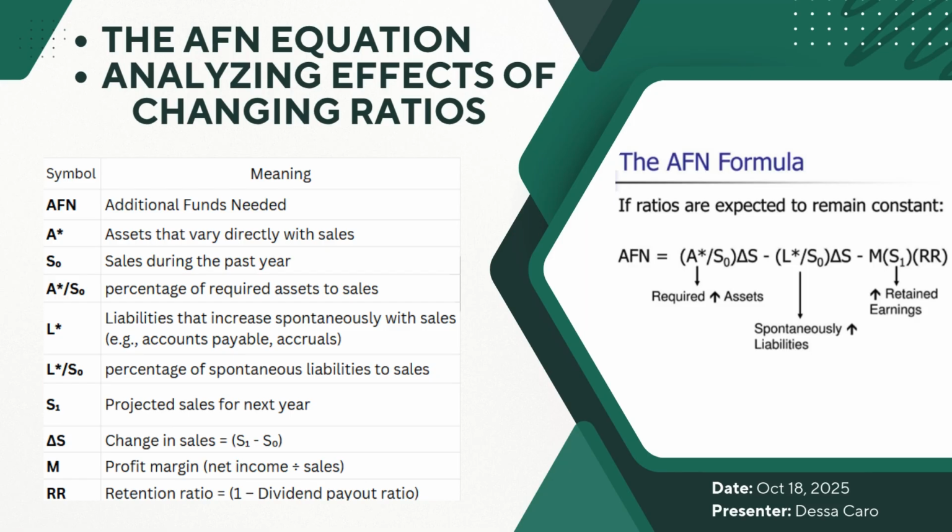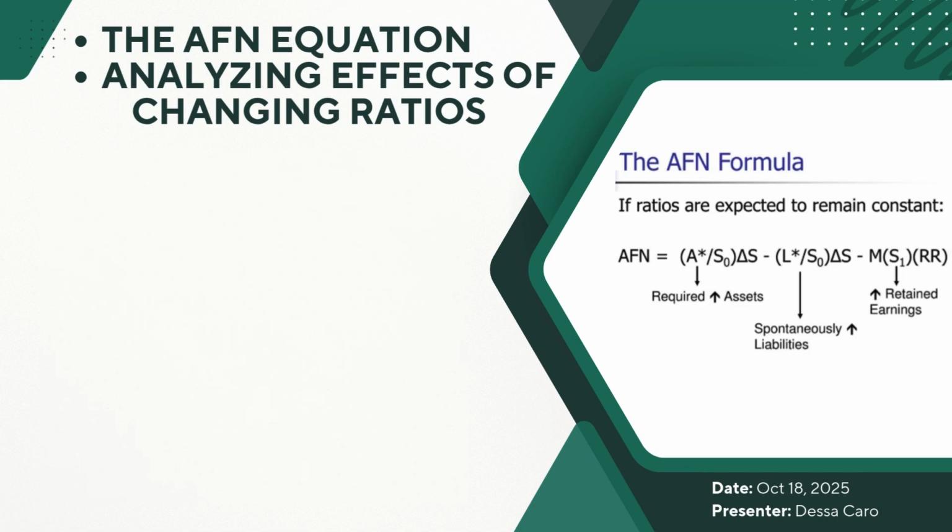In summary, think of AFN as your budget gap when planning to expand. A star and change in S show how much more you need. L star and RR show how much you already have internally or automatically. Whatever's left, that's your AFN, the cash you'll have to find through loans, investors, or new capital. On the next slide, we will solve an example of finding the AFN.